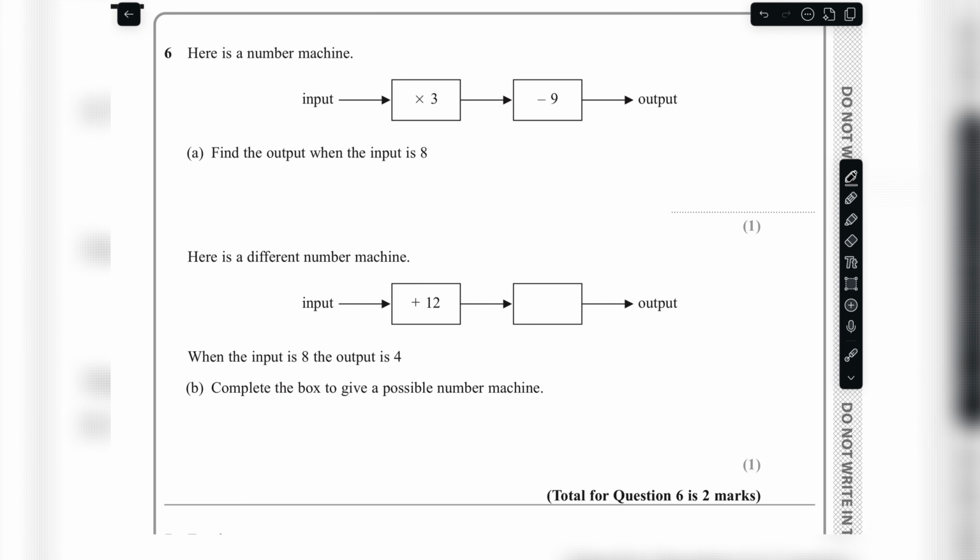In question 6, we are given a number machine, and in the first part of this question, we are asked to find the output when the input is 8. So 8 multiplied by 3 is 24, and 24 minus 9 is 15.